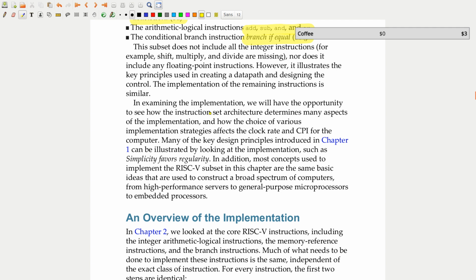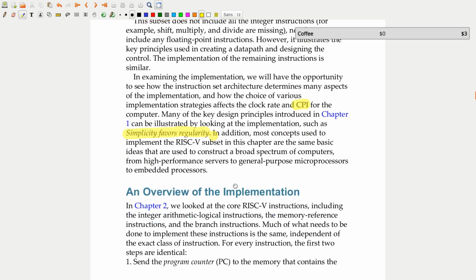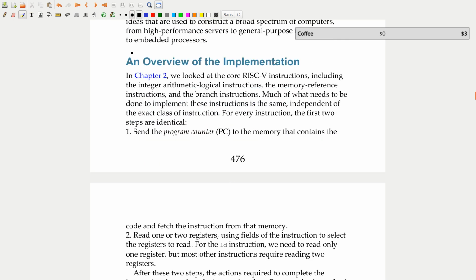Okay. In examining the implementation, we'll have the opportunity to see how the instruction set architecture determines many aspects of implementation. So we'll see how we design this processor affects things such as CPI, which remember is clock cycles per instruction. We'll also look at things such as simplicity favors regularity. So if we design our processors in a very, very complex way, then they may not be scalable for the future. Okay. So now we can look at an overview.